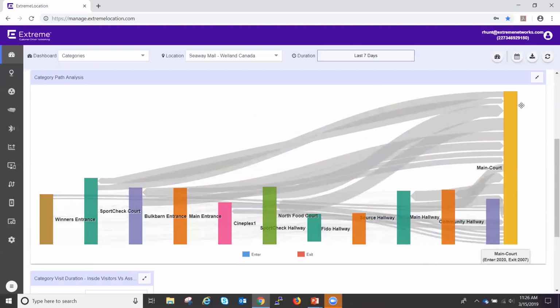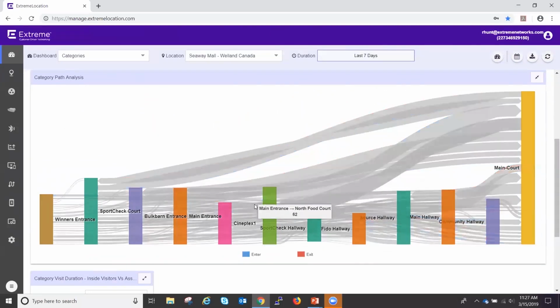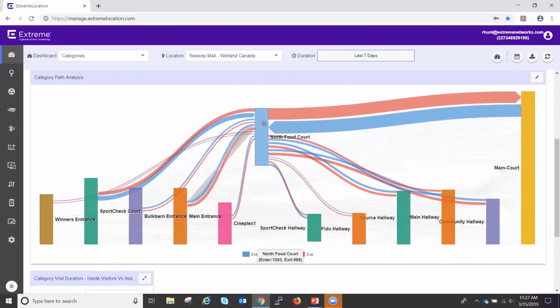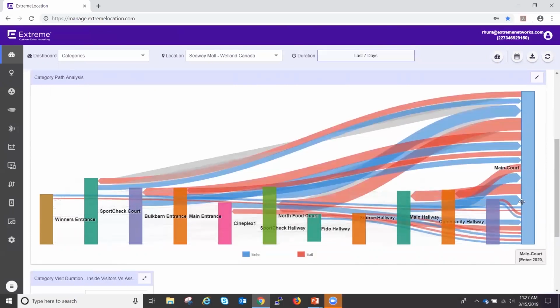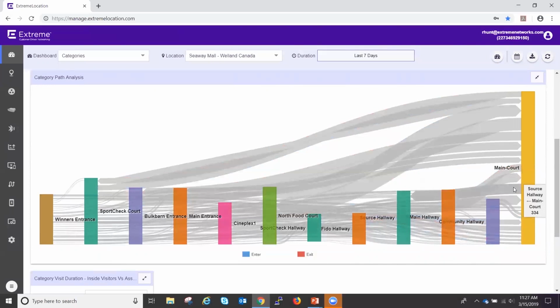If we wanted to see the majority, it was the North Food Court. A majority also came in from the main court and went into the North Food Court. Lastly, we can say that 300 of them went in through the source hallway. The source hallway, in this case, is also an exit. Here, the owner can see what the typical foot traffic would be in this specific area.